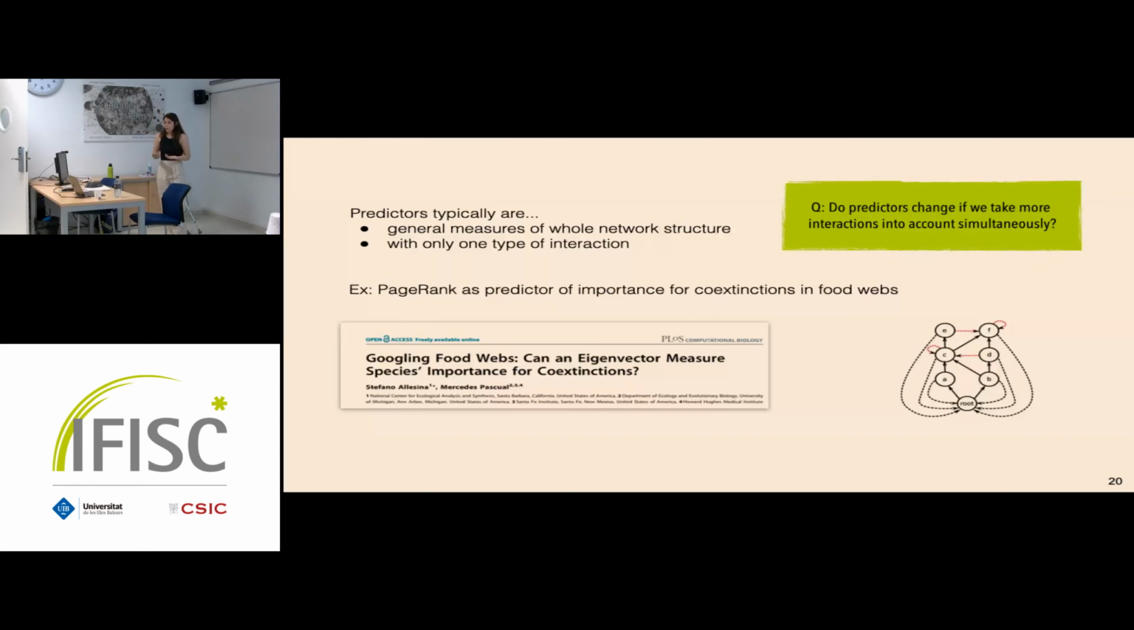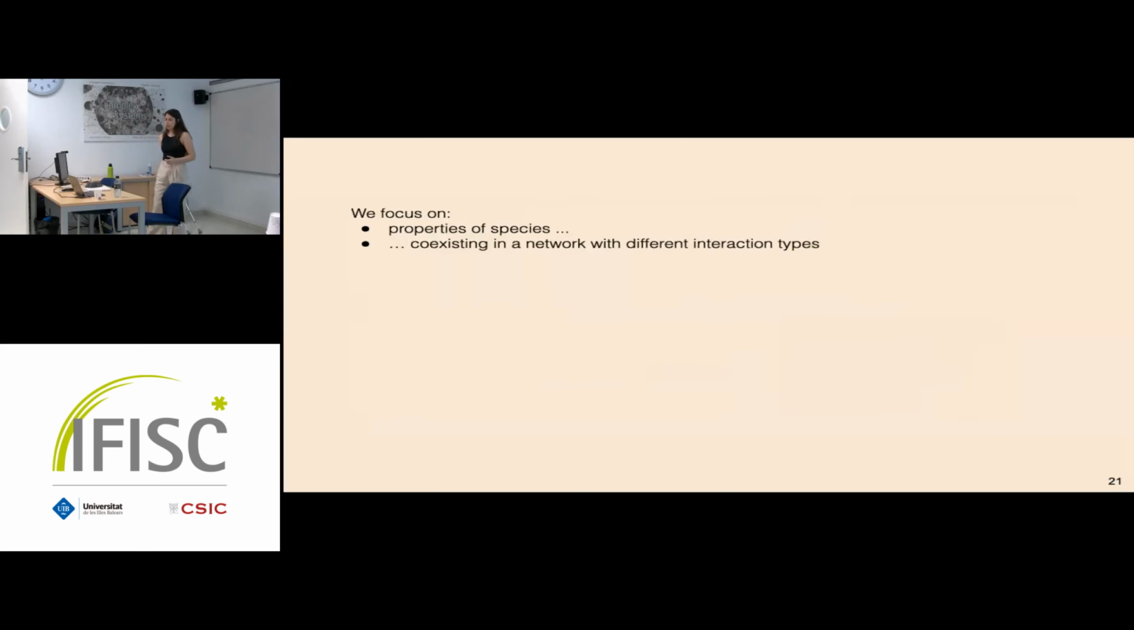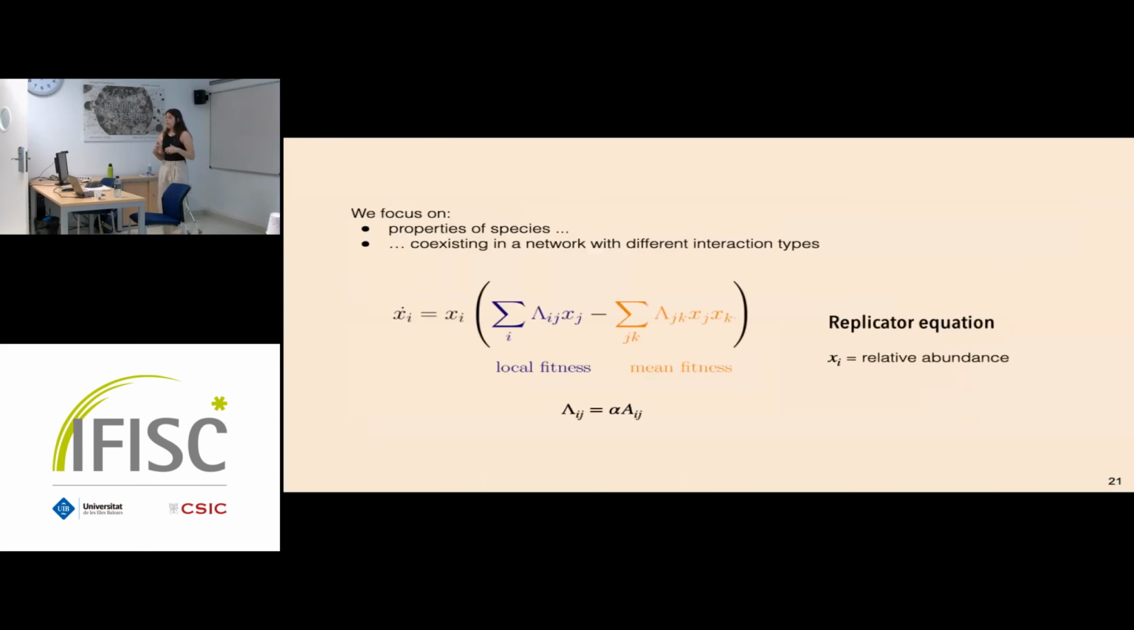So our research question here is to see how these predictors may change if we take more types of interactions into account simultaneously. In order to do this, we are going to choose a very simple dynamic for our system. This is the replicator equation.